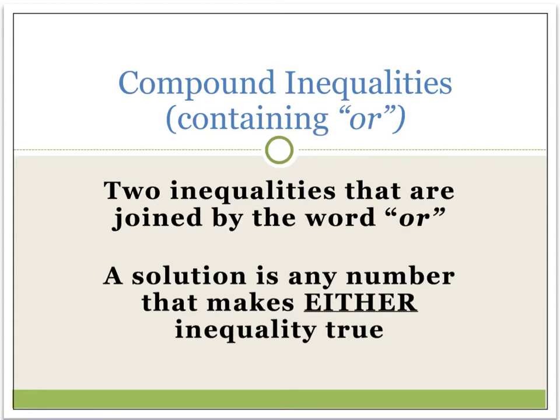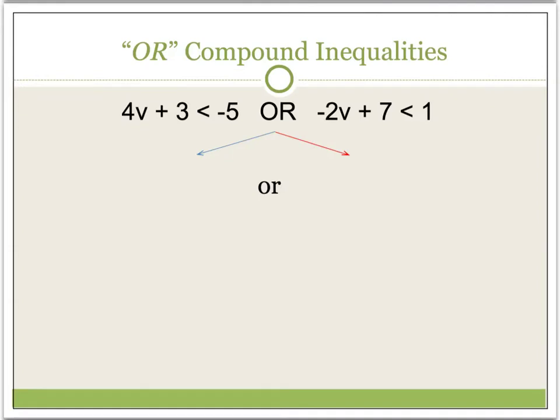Compound inequalities are two inequalities that are joined, this time, by the word OR instead of AND. In this case, a solution to a compound inequality is any number that will make either of the inequalities true. Last time it had to make both of the inequalities true. This time it's either one of them, one or the other. Let's take a look at an example.